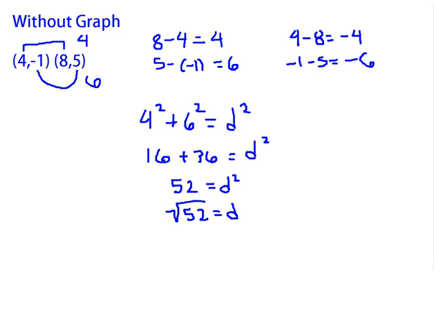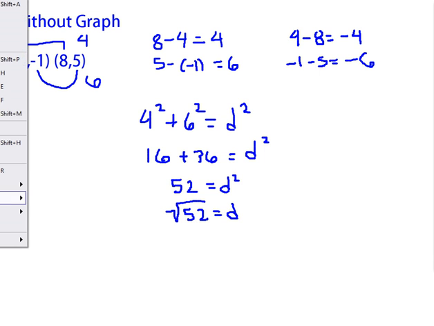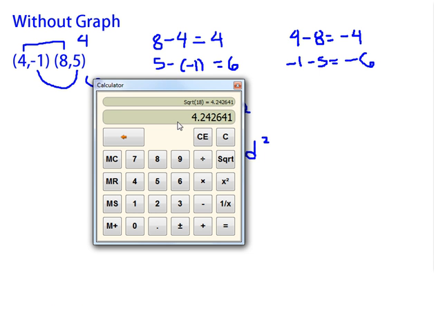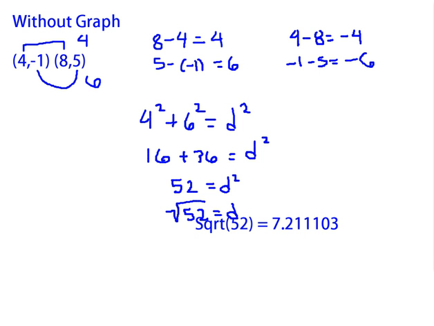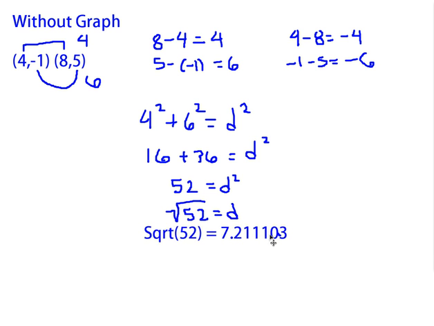And now I'll need my calculator. Take the square root. And so I have 7.2 is equal to my distance.